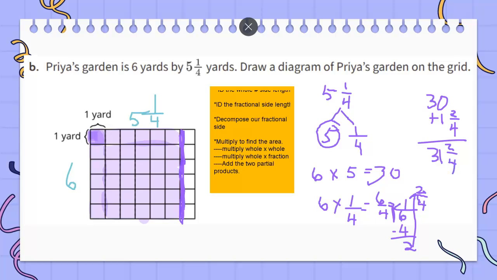Okay. Hopefully by writing out our steps, that helps you understand it a little bit better. This is different from our last lessons, which just had us doing one step, which was multiplying straight across. This time you're going to have to decompose and multiply twice, then add those partial products.